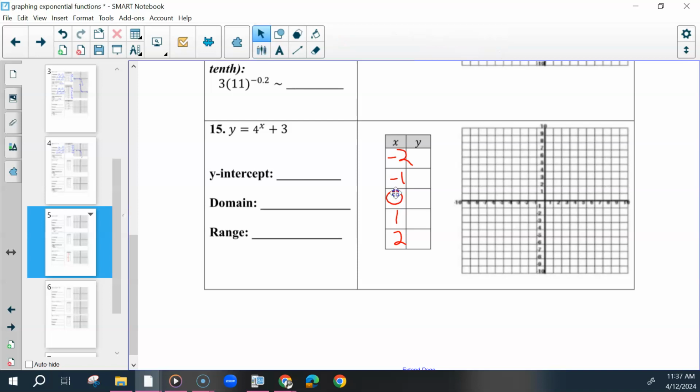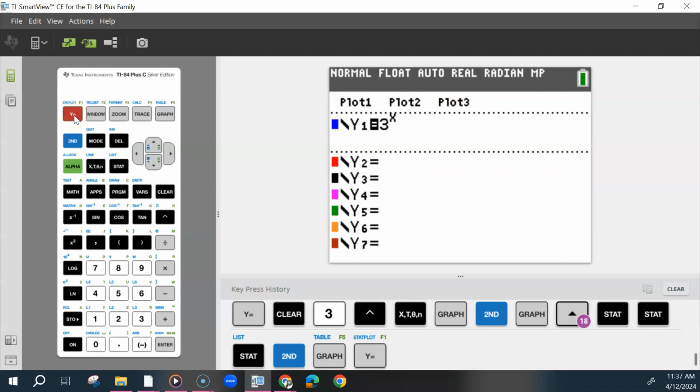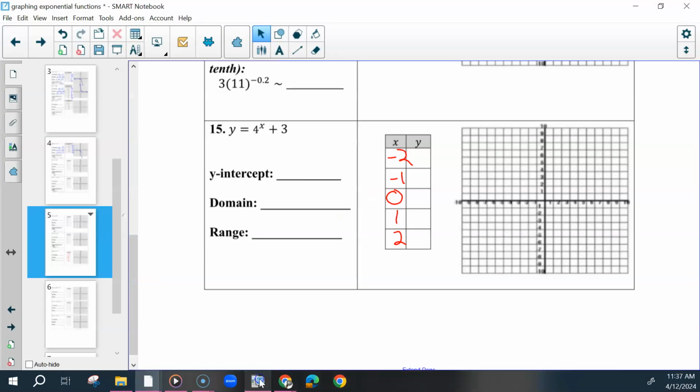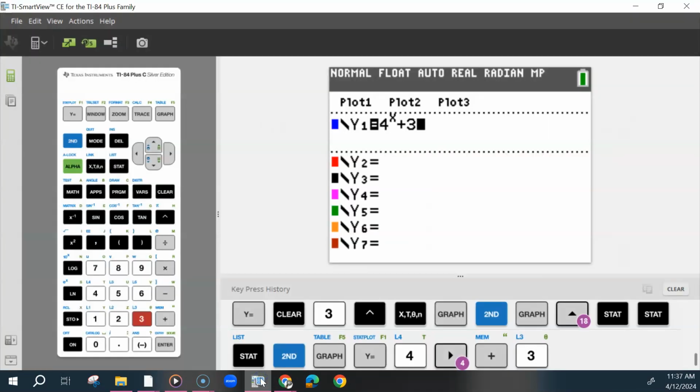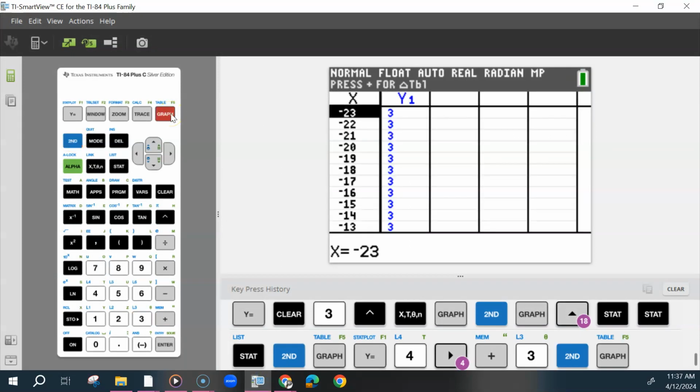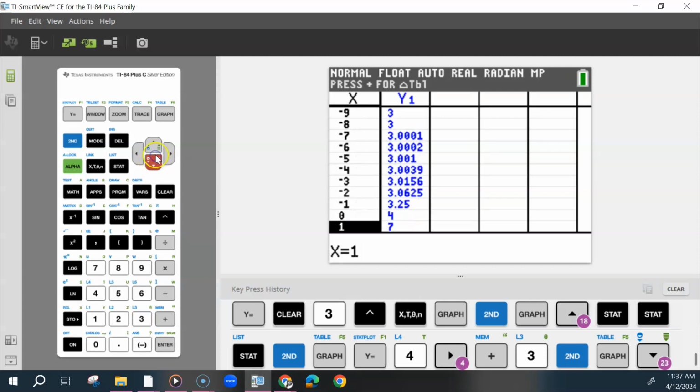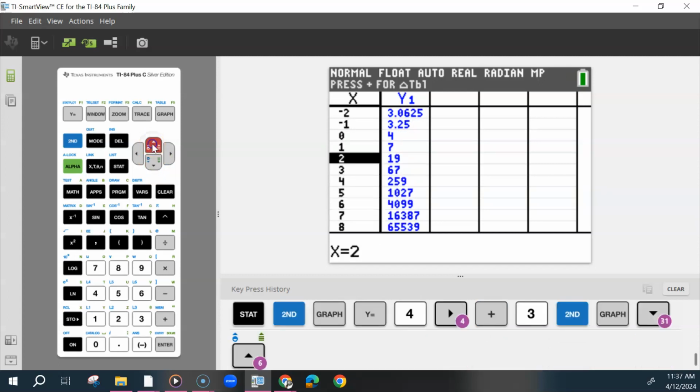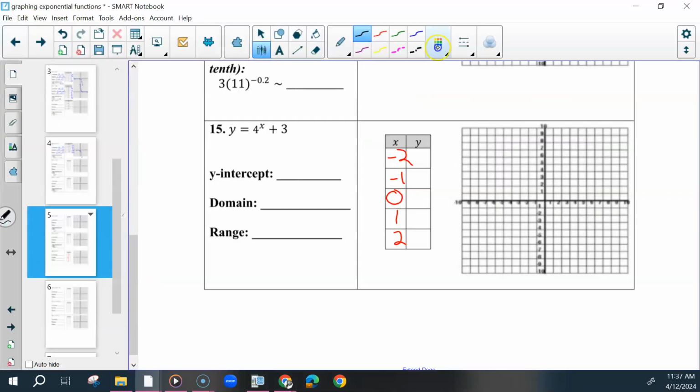In your calculator, go into your y equals and put in that function. Why is it the plus 3 to 1? And then go into the table, second graph. It says 3, but it's actually getting close to 3. So then the y-intercept is 4. And then you can just put the decimals for those, so 3.0625.